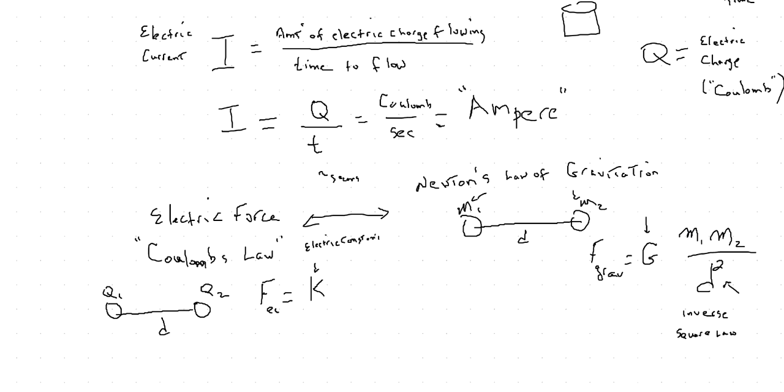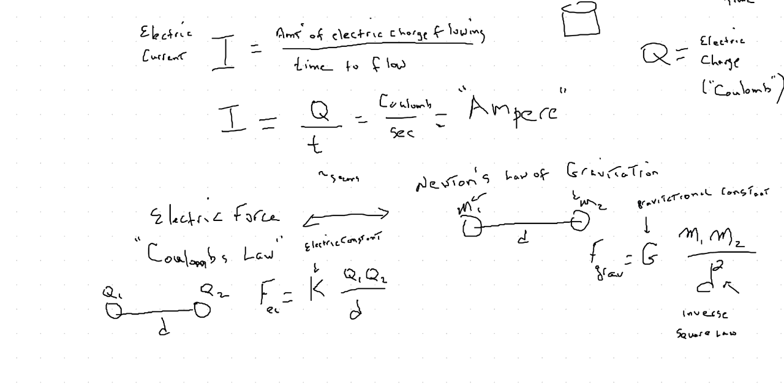Okay. G was the gravitational constant. Gravitational constant. And now we take the product of Q1 times Q2 divided by d squared.